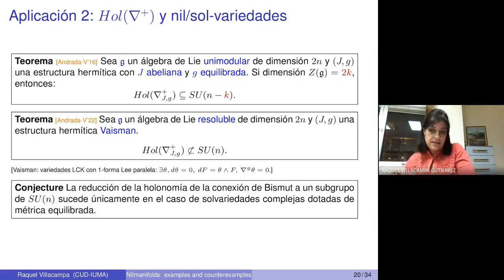So, putting all things together, we conjecture that the result of Fino-Grantcharov-Vezzoni and Salamon could be extended to the solvable case, in the sense that the holonomy of the Bismut connection is reduced to a subgroup of SU(n) if and only if the metric is balanced.